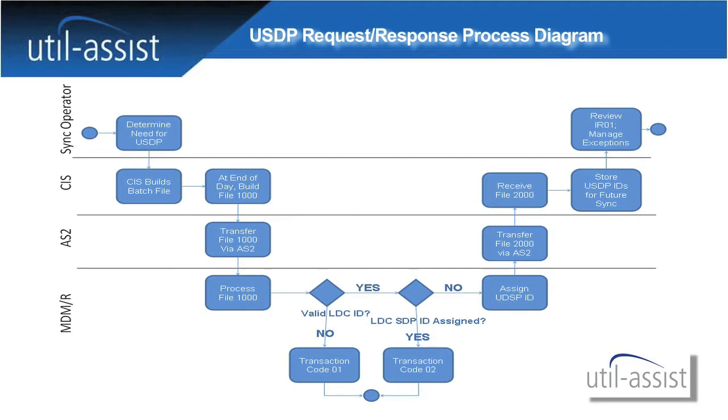If it hasn't, you would get a USDP ID assigned, and MDMR would start to build what's called file 2000 to provide back to the utility. They would then move that through the AS2 client into your AS2 client, which would move into your CIS once received. That's a bit of a business process decision: how does that get into CIS? Is this an automated process, or is somebody with a mouse picking up that file, moving it around, processing it? Once processed by the CIS, the USDP IDs would be brought into the CIS and stored for future sync processes. The next time you use them is synchronization.